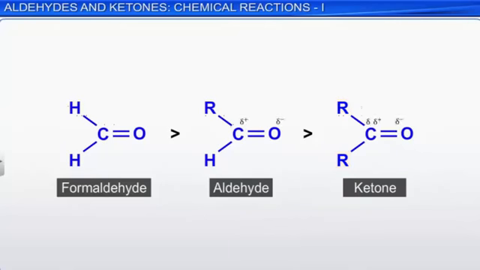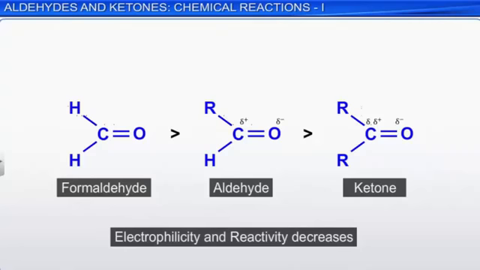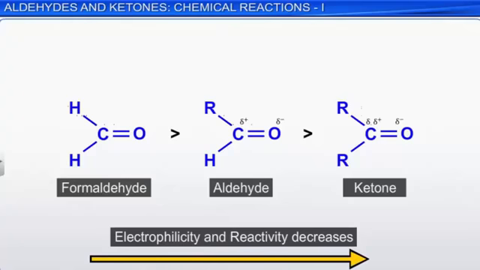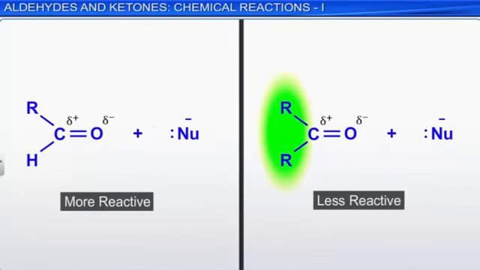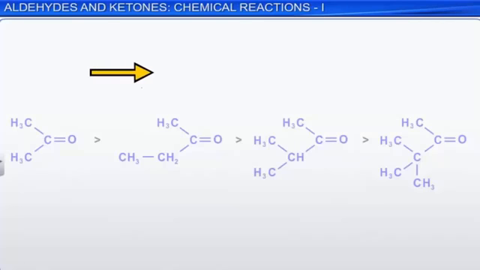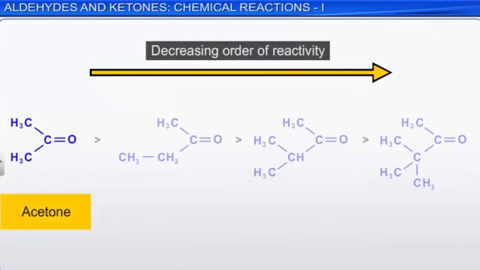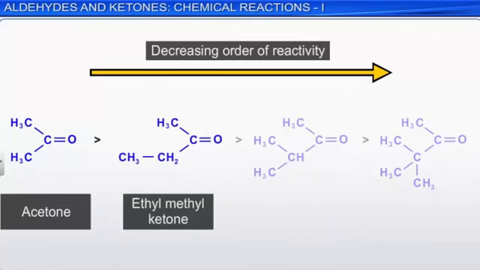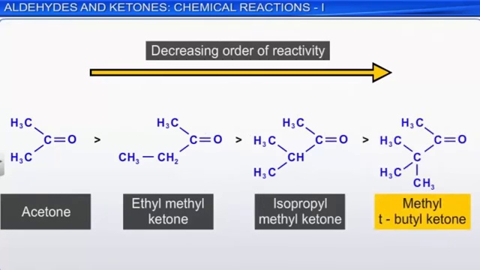Electronically, alkyl groups are electron-releasing groups that release electrons and stabilize the carbonyl carbon by reducing the magnitude of positive charge on it. Hence, the electrophilicity on the carbonyl carbon, and therefore the reactivity, decreases with an increase in the number of alkyl groups. Sterically, the presence of bulkier alkyl groups in ketones hinders the approach of the nucleophile towards the carbonyl carbon. Hence, the bulkier the alkyl group, the lesser is the reactivity. Therefore, the decreasing order of the reactivity of ketones is: acetone is more reactive than ethyl methyl ketone, which is more reactive than isopropyl methyl ketone, methyl tertiary butyl ketone.